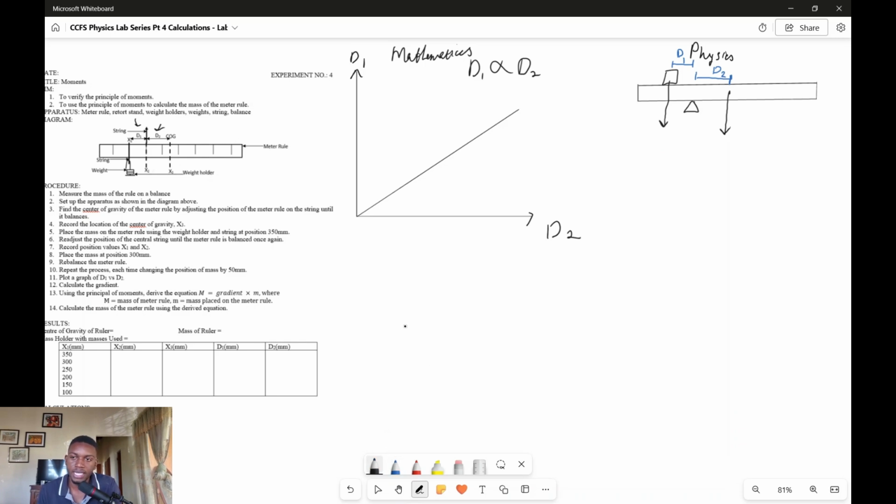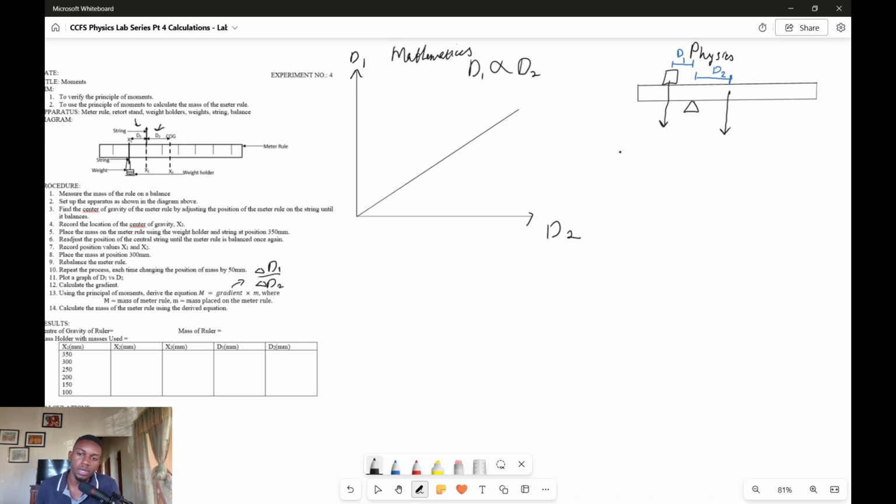We basically need to come up with this equation with the gradient. What I want us to keep in mind is the gradient is going to be the change in D1 over the change in D2. So we're going to need to have a D1 over D2. All right, let's get cracking.